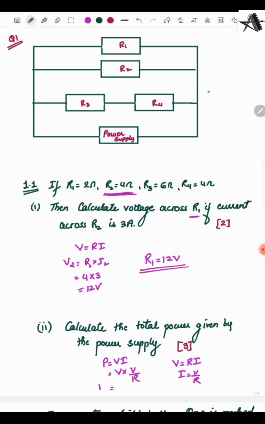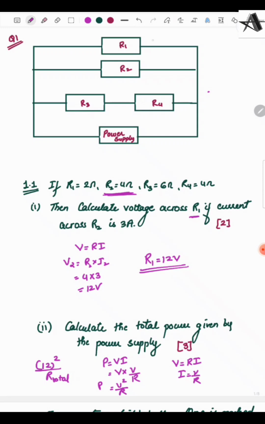So power is now V squared over R, because we only know the potential difference and resistance. So this formula is going to help us. The voltage drop here we just calculated as 12, so 12 squared over R total. We just need to calculate R total.